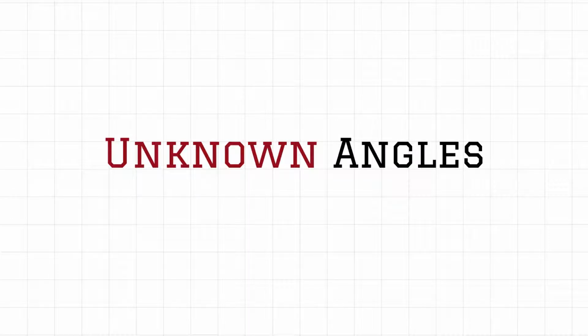So far you've seen how we can use our trigonometry to find an unknown side in a right triangle. Well, now I'm going to show you how you can use our trigonometry to find an unknown angle in a right triangle.